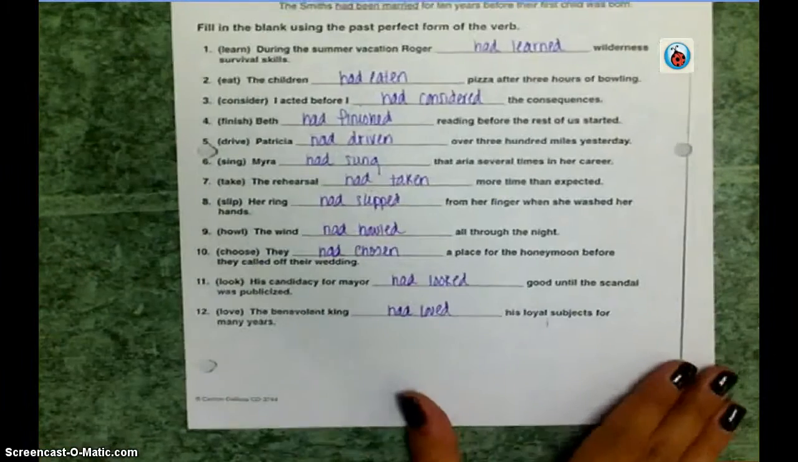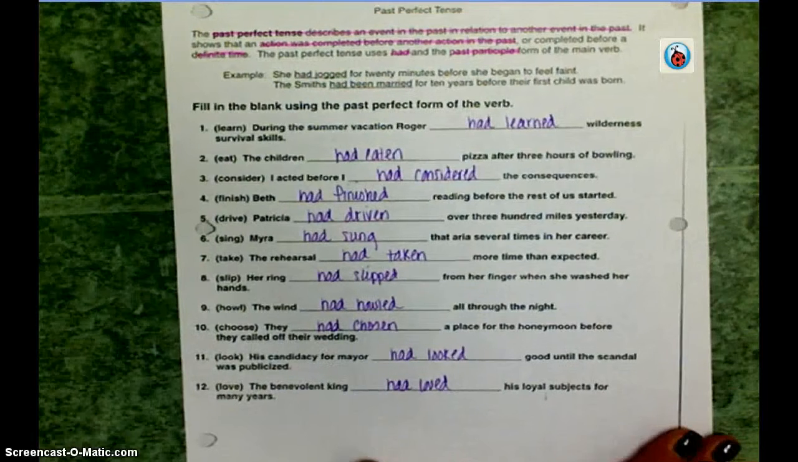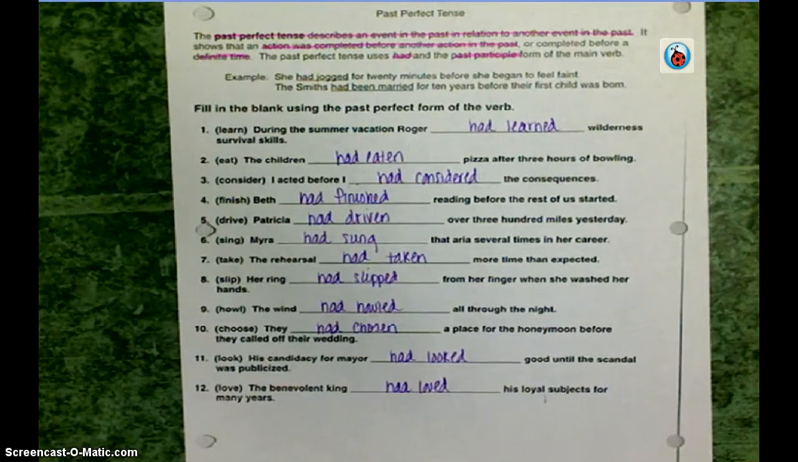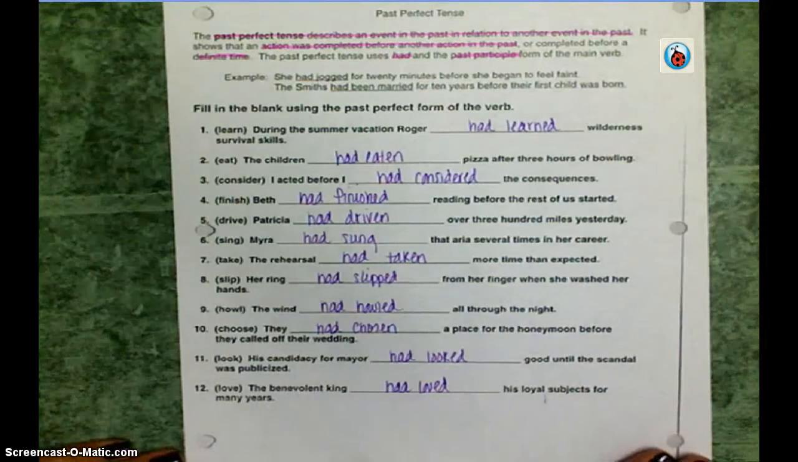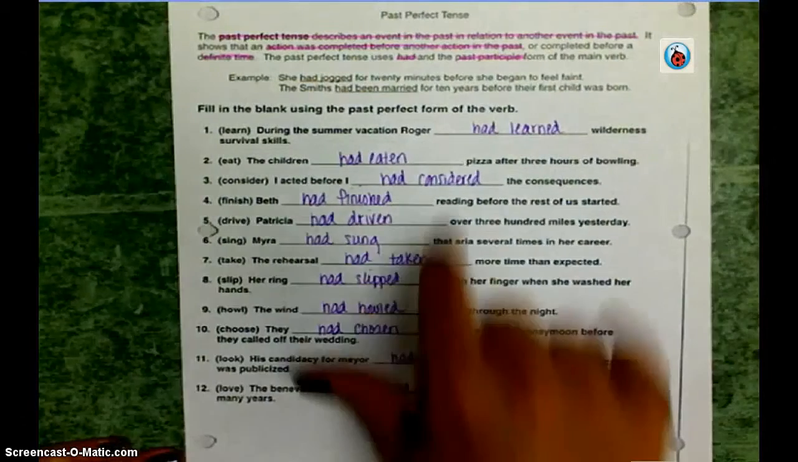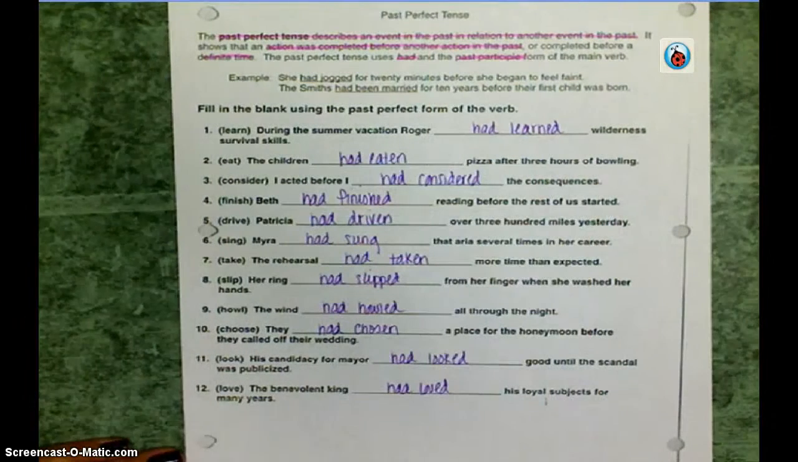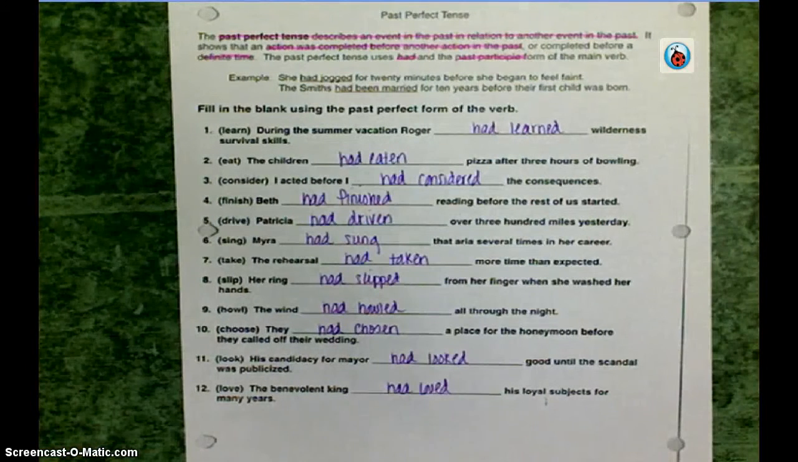So, ladies and gentlemen, make sure you remember that for the past perfect tense, you will use had, because it's in the past, and the past participle to form the verb. Okay? A lot of us, when we speak, we use had all the time, and we are speaking incorrectly. So we want to try to get away from that, because when you say, I had done this and I had done that, you're speaking in that past perfect tense, which is probably not what you mean. So that's something that we also need to consider.